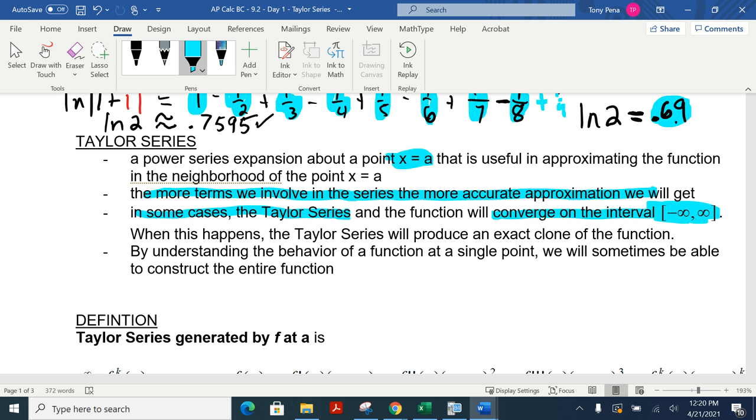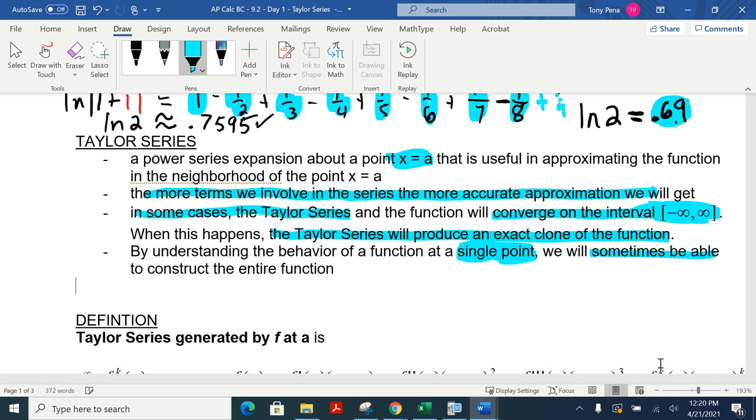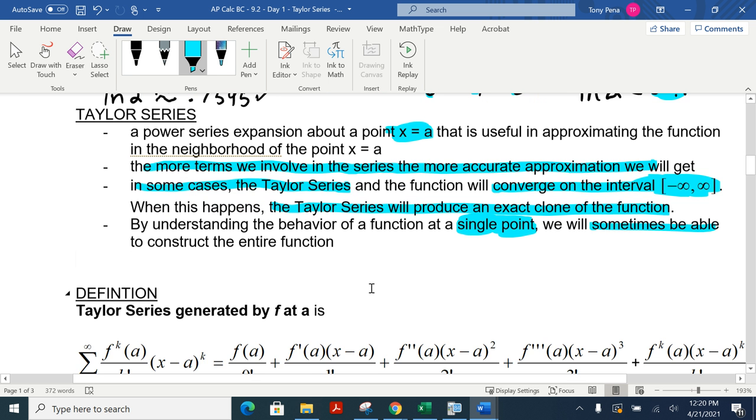So the day we did the interval of convergence, we got one or two of them that did that, where we said the interval of convergence was everywhere. That means it's going to produce an exact clone of that graph. All right, and that's what that's saying here. And then it says, by understanding the behavior at a single point, so we're going to do everything at a single x value, you will sometimes be able to construct the entire function.